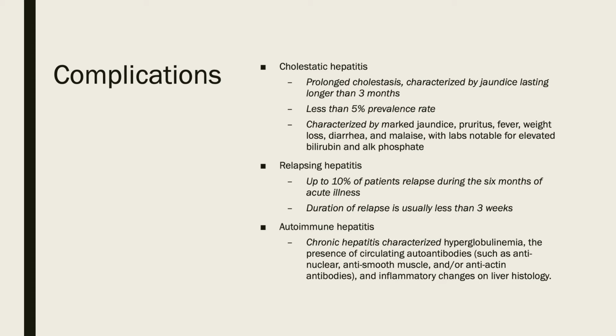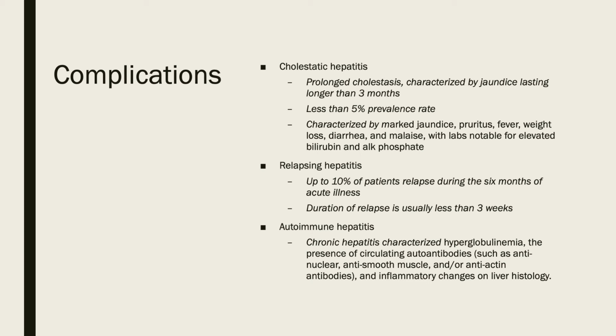As I kind of mentioned earlier, there are complications that exist with acquiring Hep A. There are 3 known: cholestatic hepatitis, relapsing hepatitis, and autoimmune hepatitis. So just to go through them really quick, cholestatic hepatitis is prolonged cholestasis characterized by jaundice lasting longer than 3 months. This has less than a 5% prevalence rate, so it's not highly seen, but it's mainly characterized by marked jaundice, pruritus, which is itchiness, fever, weight loss, diarrhea, and malaise, with labs notable for elevated bilirubin and alk phos.